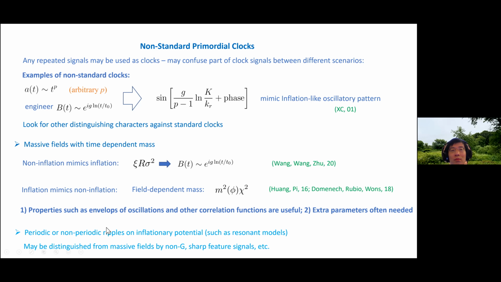There's also a question about how to distinguish the standard clocks from any other periodic or non-periodic features in the potentials. So in principle they can also be used as clocks, but we don't know the nature of those clocks, so they're not standard clocks. They can be distinguished from a massive field by, for example, sharp feature signals, non-Gaussianities, detailed dependence, etc.